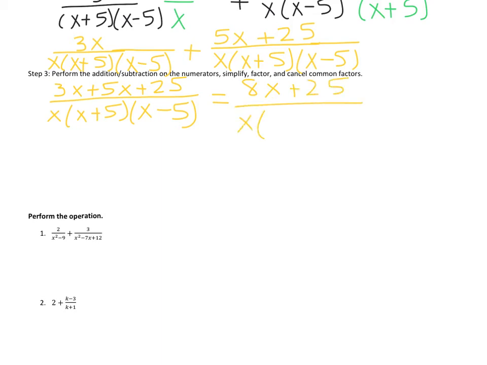And now we would factor everything completely and cancel any common factors. The only thing we could do to the numerator, since it's a degree 1 binomial, is to factor out a greatest common factor. We don't have that. So this is our final answer. This is going to be our final solution.